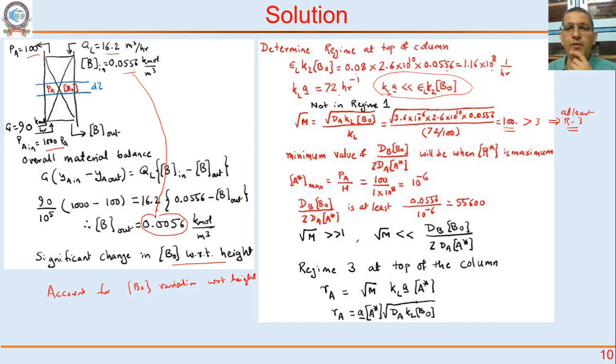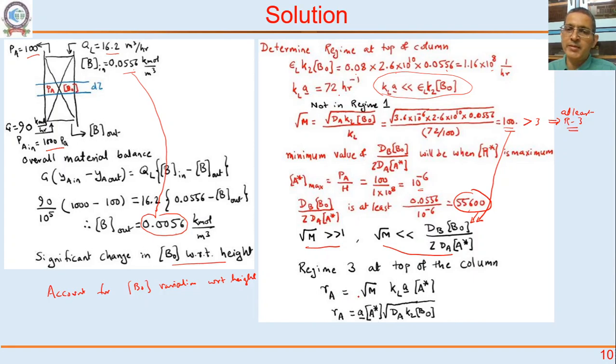Maximum or minimum value of dB B naught by Z dA A star will be when A star is maximum. What is the maximum A star? PA by H. PA by H is 10 raised to minus 6. So dB B naught by Z dA A star is at least 55,600. Now you see 100 and 55,600. What does it tell you? Root m is far far greater than 1, root m is far far less than dB B naught by Z dA A star. So regime is 3 at the top of the column.